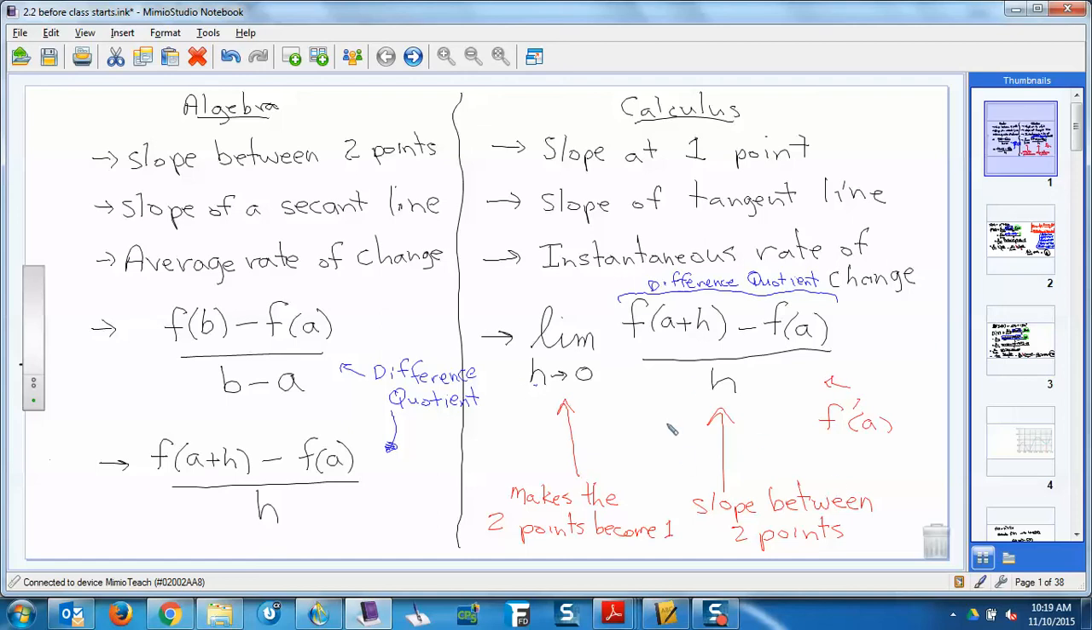I posted those. If you were gone yesterday, I posted these up on the website under the assignment page. And then, of course, you have the video as well. All right, so the definition of the derivative is this right here. It's made up of 2 parts. The difference quotient, which is the slope between 2 points, and then the limit, which as h goes to 0 means those 2 points get closer and closer together.